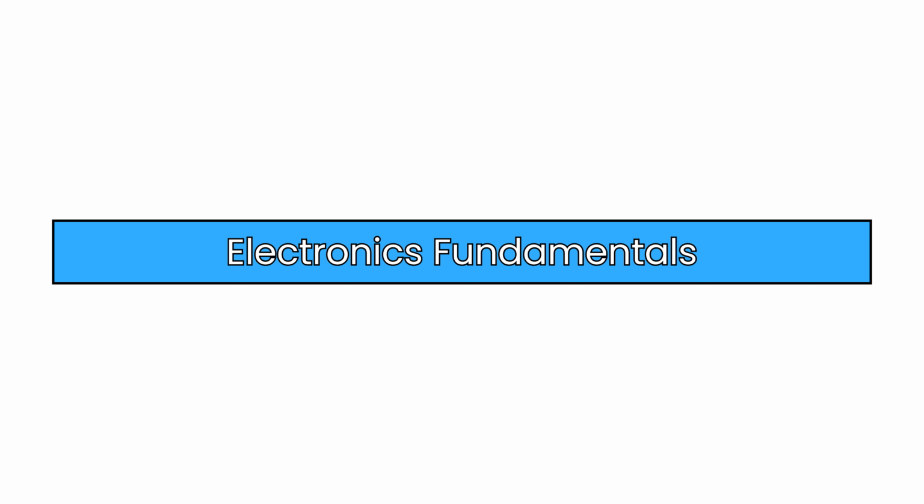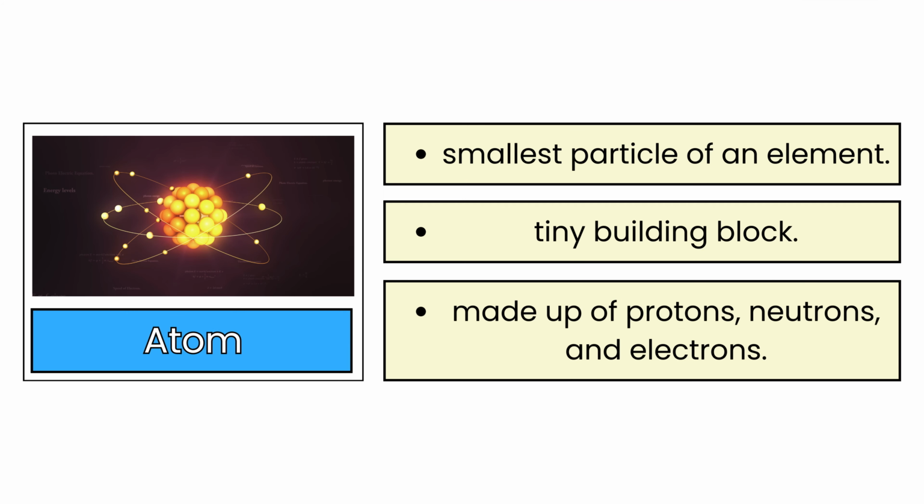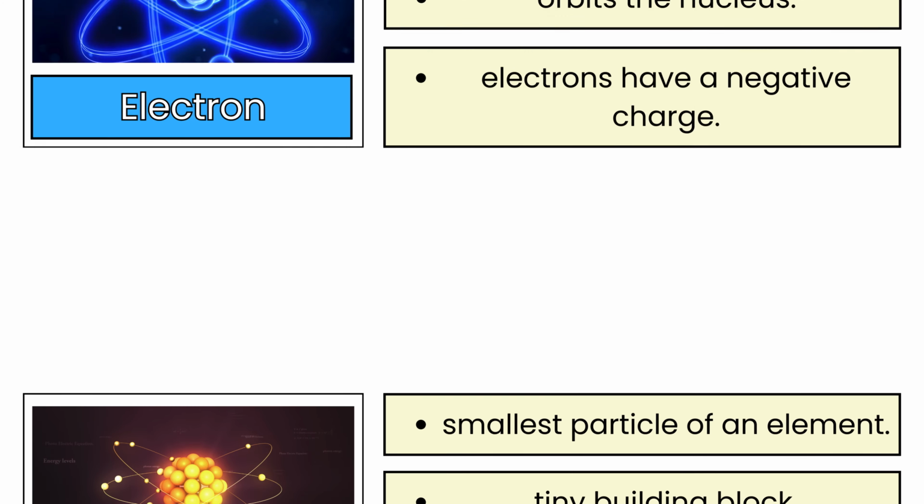In this video, we'll learn the essential vocabulary you need to understand the fundamentals of electronics. An atom is the smallest particle of an element. Think of an atom like a tiny building block that makes up everything around us. It's so small you can't see it without special tools. Atoms are made up of even smaller parts called protons, neutrons, and electrons.